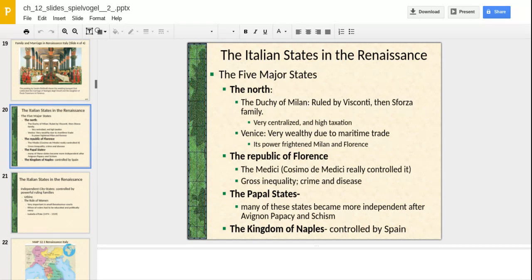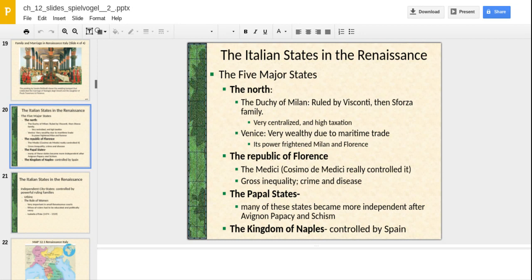Now, another northern power was Venice, and they're very wealthy due to their maritime trade. And later on down here, we'll get a map, and you'll kind of be able to see that. Now, Venice's power frightened Milan and a central Italian power called Florence, and so you'll see them team up against them. The Republic of Florence was only a republic on the surface, in name only. In reality, the de facto rulers were the Medici family. Cosimo de' Medici is the guy who started his family controlling it. Remember, they're bankers, they're rich, and they prefer to rule behind the scenes.